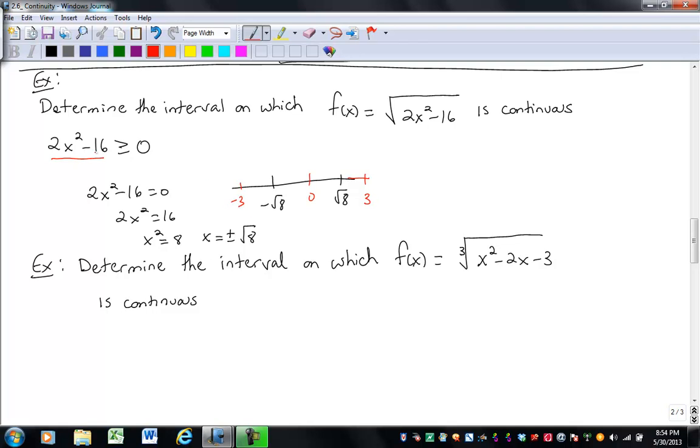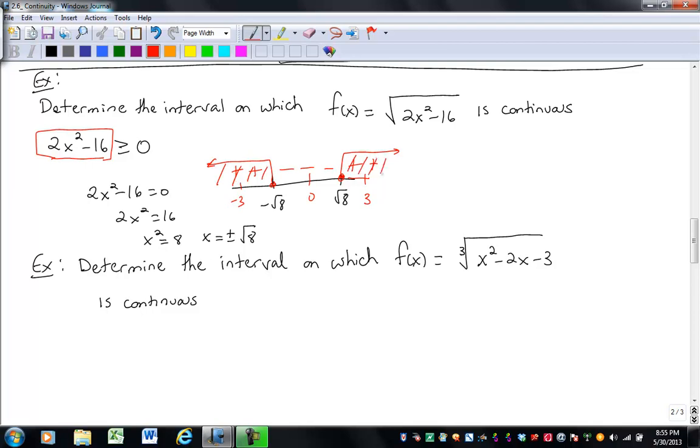When I plug negative 3 inside 2x squared minus 16, I get 18 minus 16, and I get positive numbers when I plug negative 3 in here for x. 9 times 2 is 18, minus 16 is positive. When I plug 0 in here for x, I get 0 minus 16. That's a negative number. When I plug 3 in here for x, again, I get 18 minus 16, which is a positive number. So 2x squared minus 16 is greater than or equal to 0 where I've shaded in the number line here. That's where I get positive answers out when I plug in those x values.